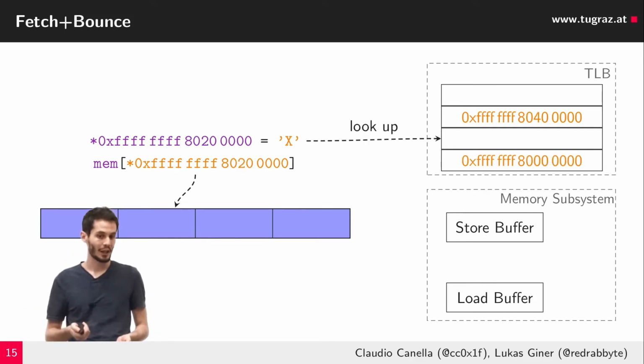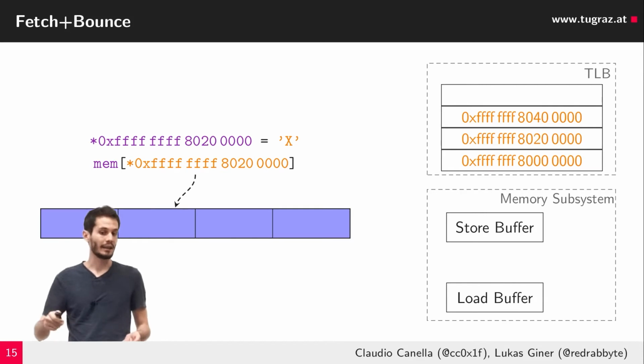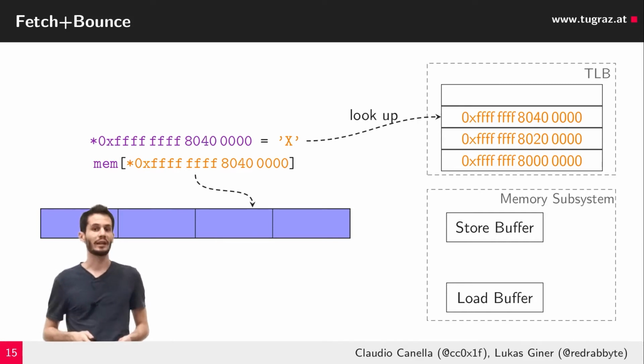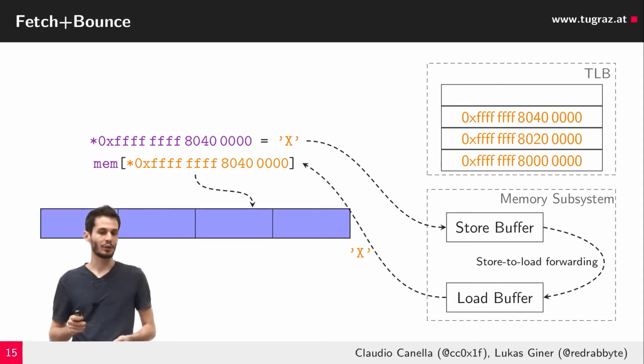And the same for the second address. Again, there is no TLB entry. We won't get store to load forwarding, and the entries are only created later, but not in the first transient window where we tried. And so now when we access the third address, there is already a TLB entry. And now we get store to load forwarding within our first access, and the X gets encoded into memory.